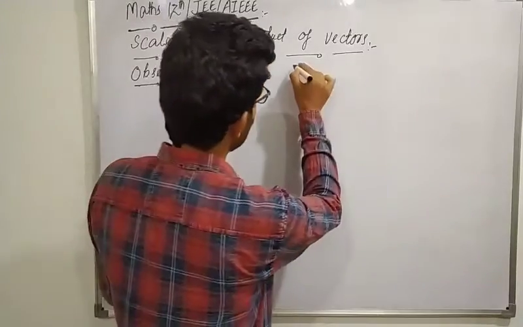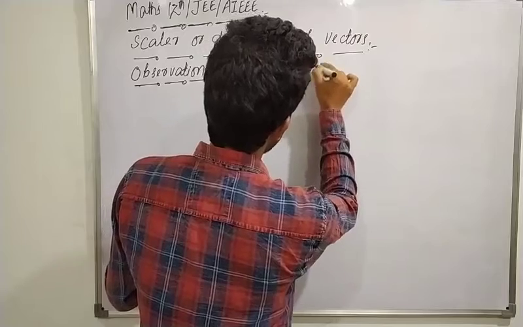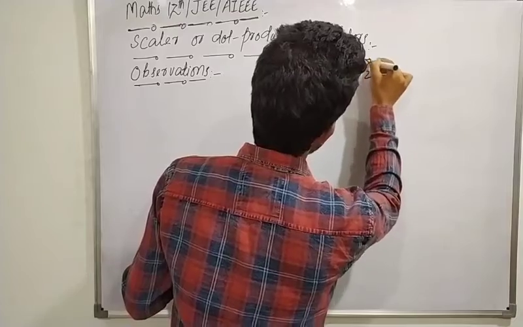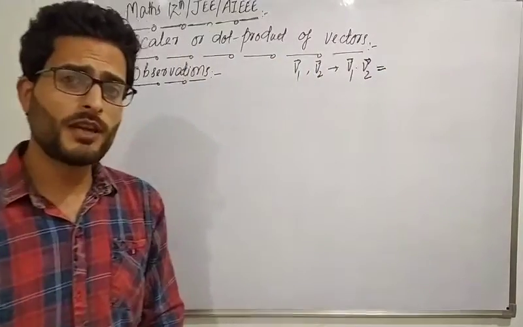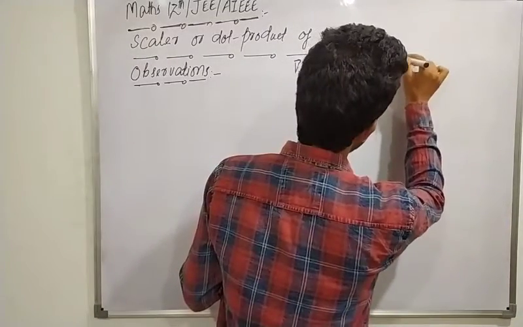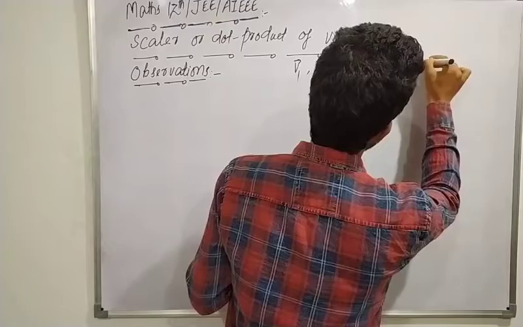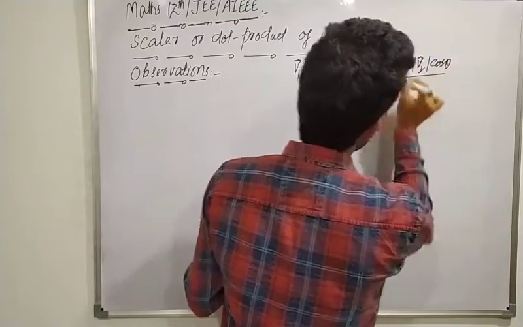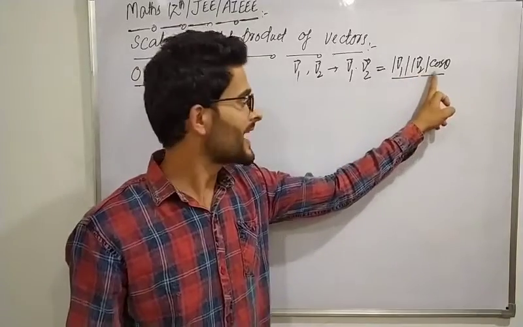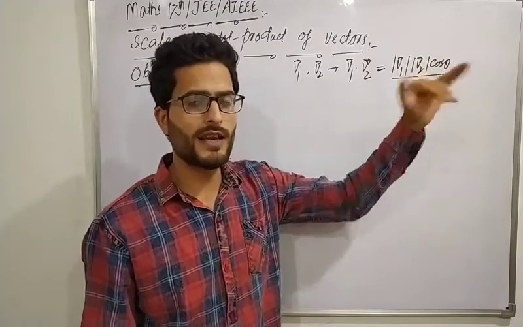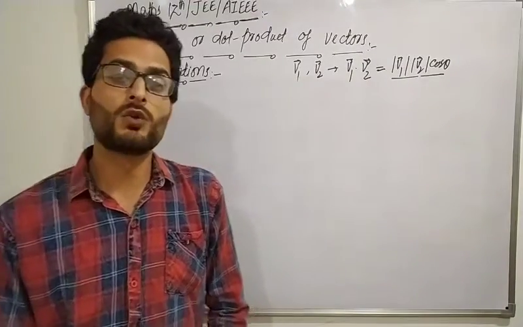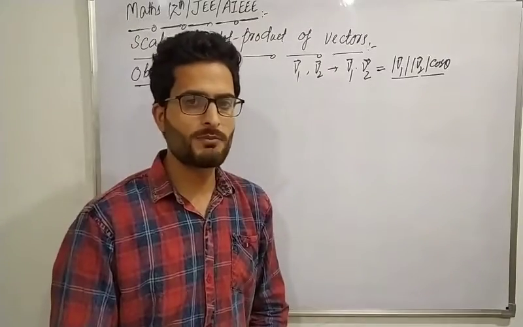So the dot product of two proper vectors v1 and v2, which is denoted by v1 dot v2, is equal to the product of their magnitudes and cosine of the angle between them, that is magnitude of v1 into magnitude of v2 into cos theta, where theta is the angle between vectors v1 and v2, and this angle theta always lies in the closed interval 0 comma pi, that we have discussed in the previous class.